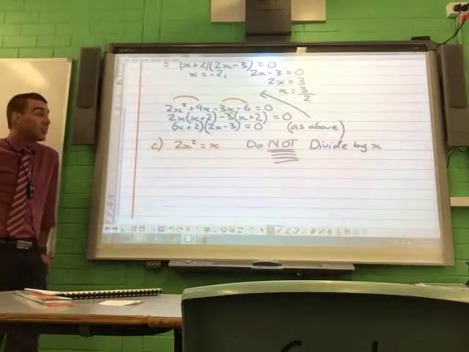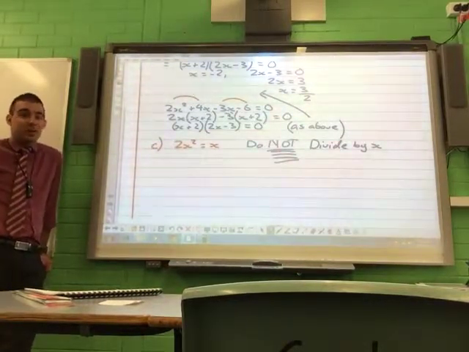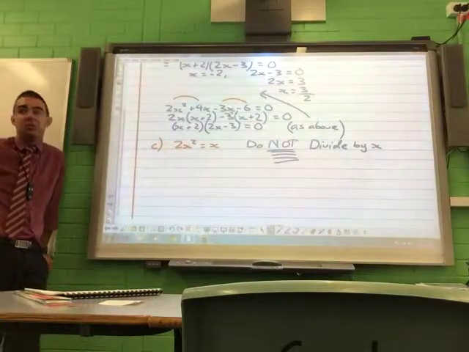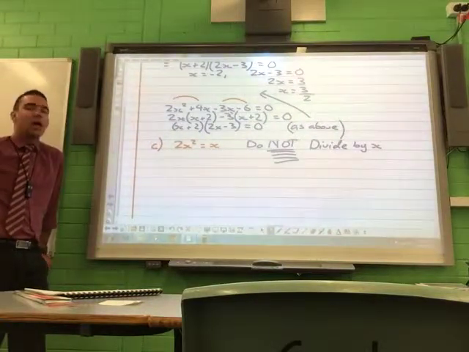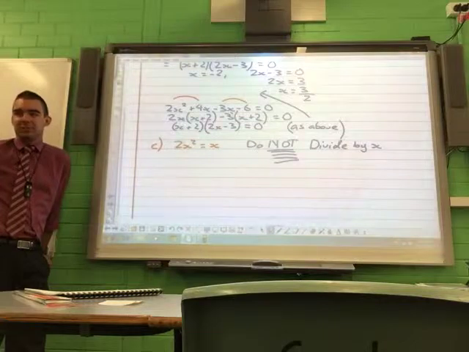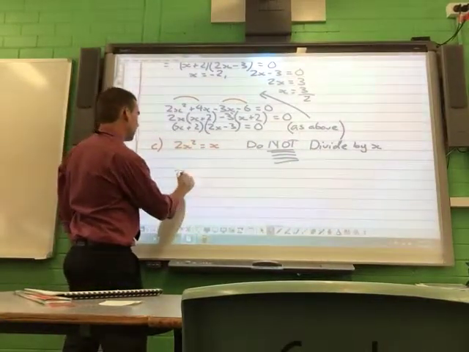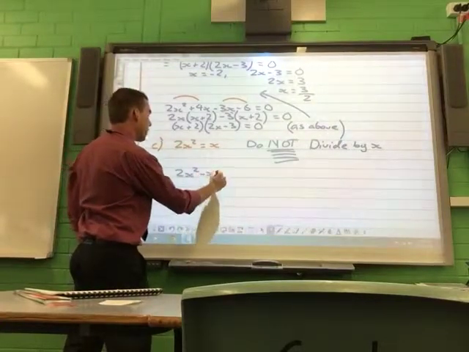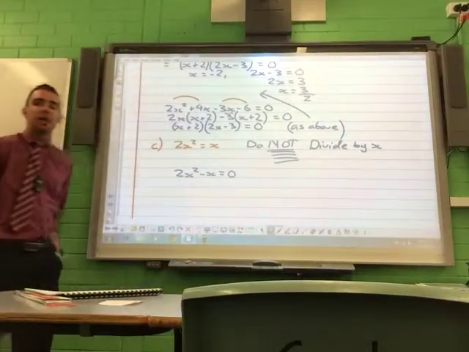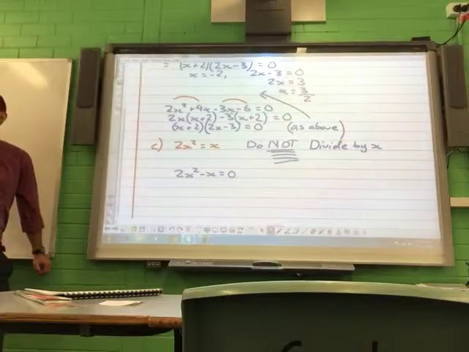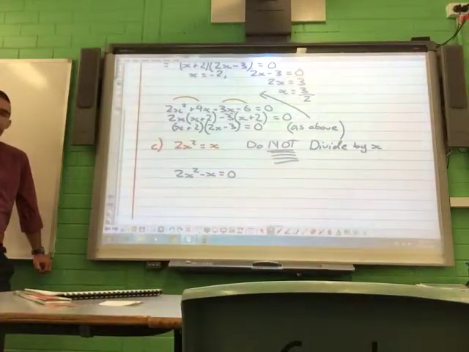Make a note of that in your theory, please, because I do not want to see anyone going ahead and doing division. If you do a division, you eliminate one of your solutions. Okay? So you need to do what Michaela suggested. 2x squared, take away x, move it all to one side, set it equal to 0. Okay? And then you do your factorising.